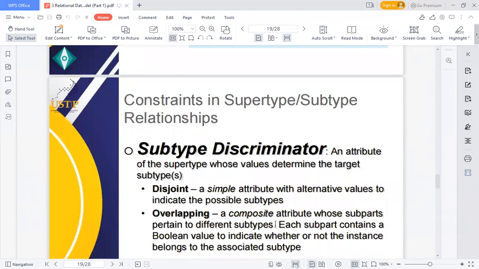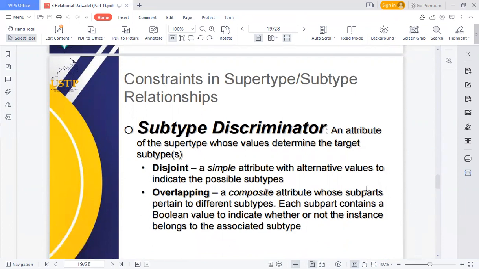Now, in developing or portraying constraints in supertype subtype relationships, it is better that you have a subtype discriminator. So when you say subtype discriminator, it is an attribute of the supertype whose values determine the target subtype. For disjoint, a simple attribute with alternative values is used to indicate the possible subtypes. Overlapping is a composite attribute whose subparts pertain to different subtypes. Each subpart contains a Boolean value to indicate whether or not the instance belongs to the associated subtype.